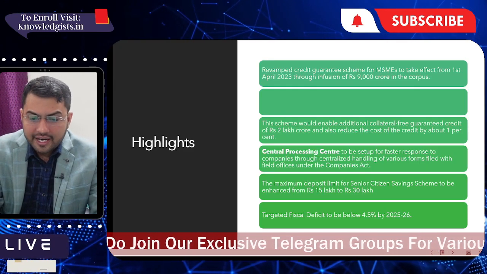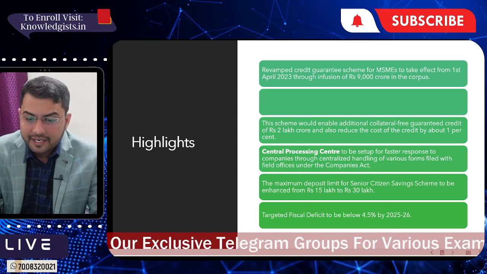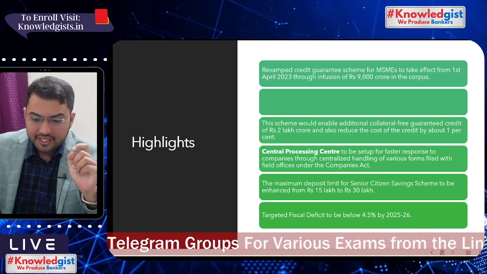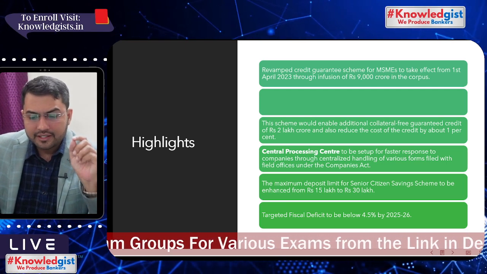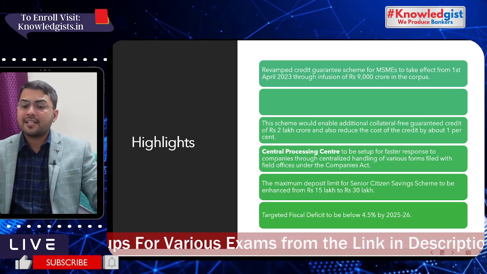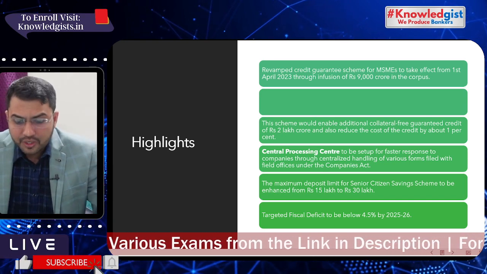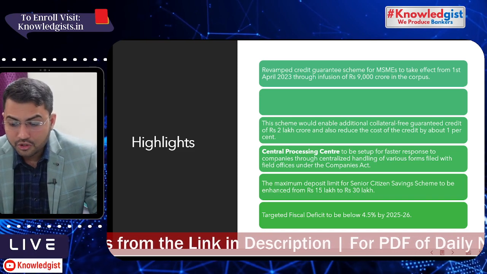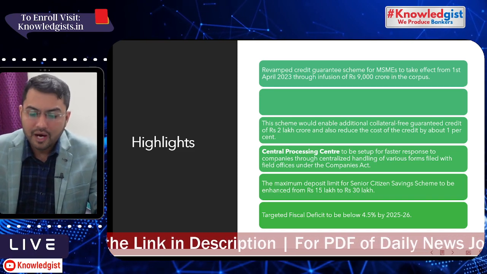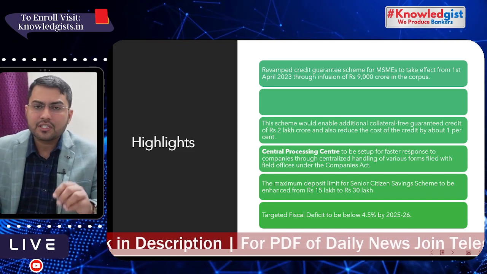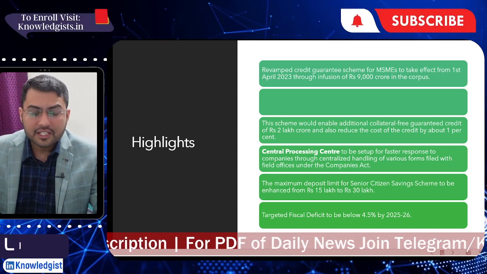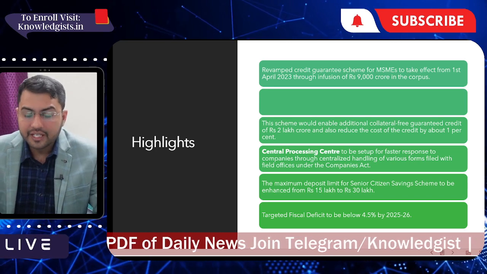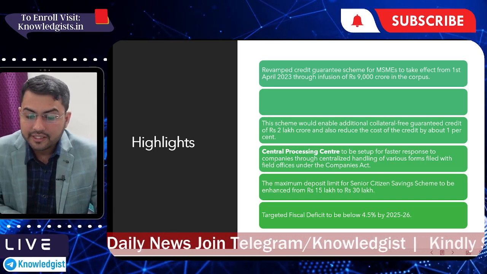Other highlights: a revamped credit guarantee scheme for MSMEs will take effect from 1st April 2023. Remember, it is very important. The scheme would also give additional collateral free guarantee to MSMEs for rupees 2 lakh crore, and it will also reduce the cost of credit by about 1%. A Central Processing Center is to be set up to respond to various complaints and filing of various forms that is formalized by the Companies Act.